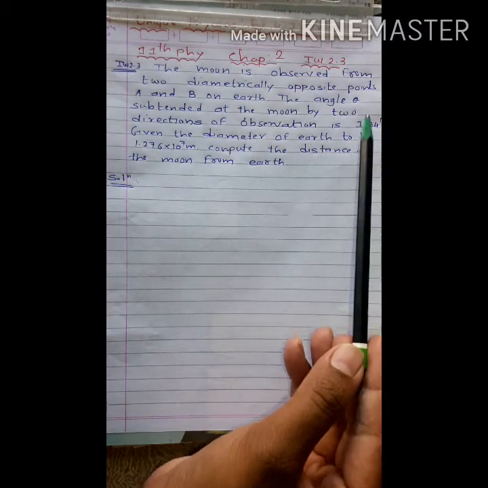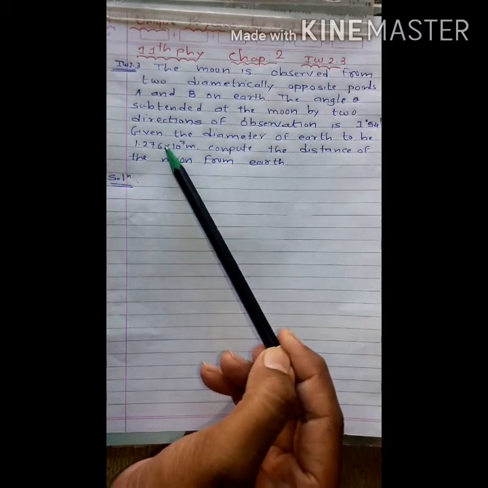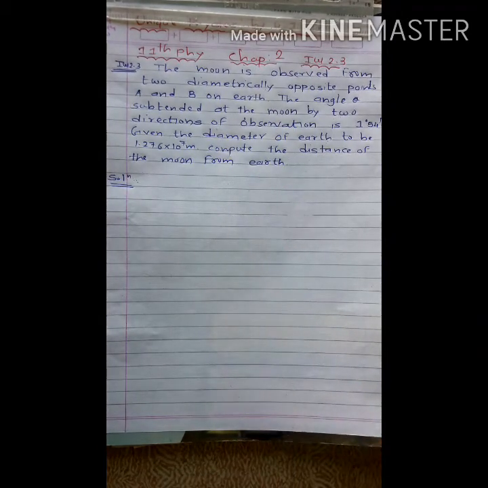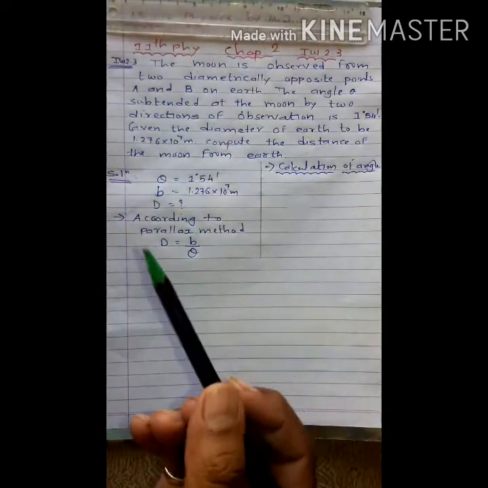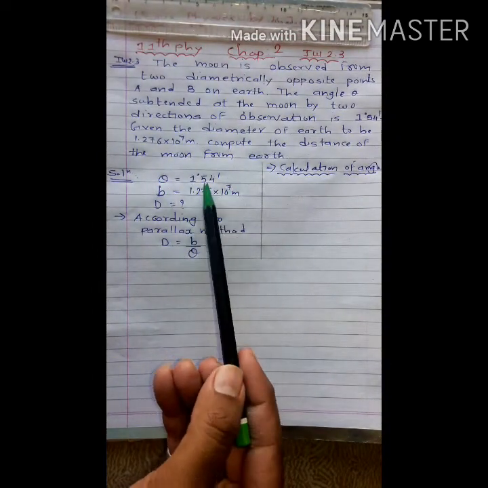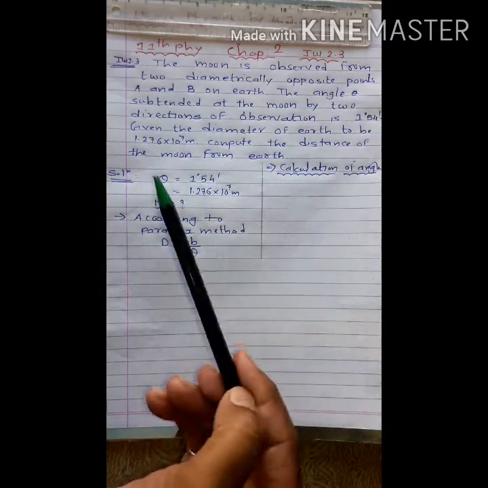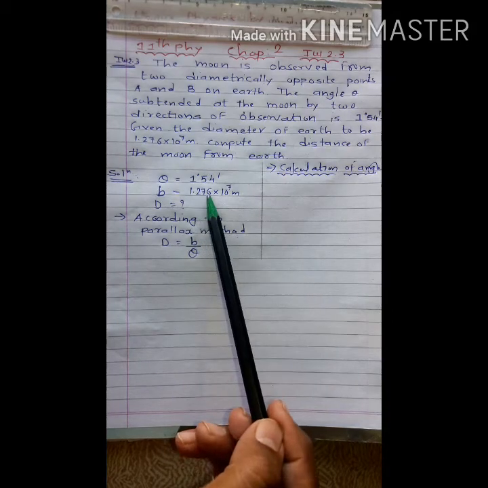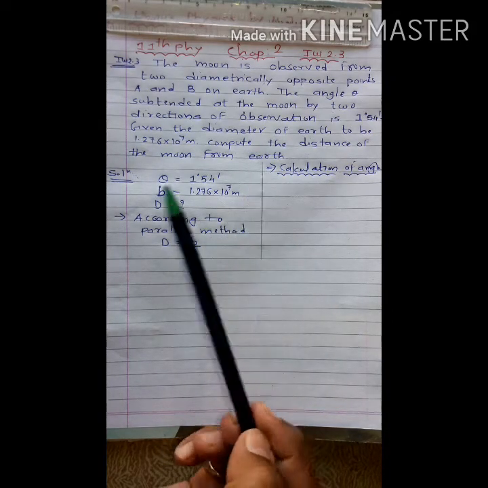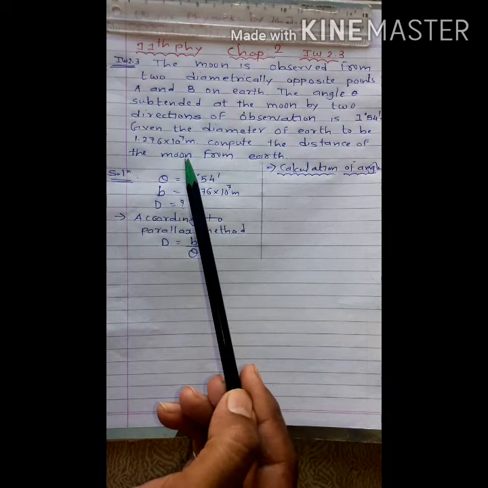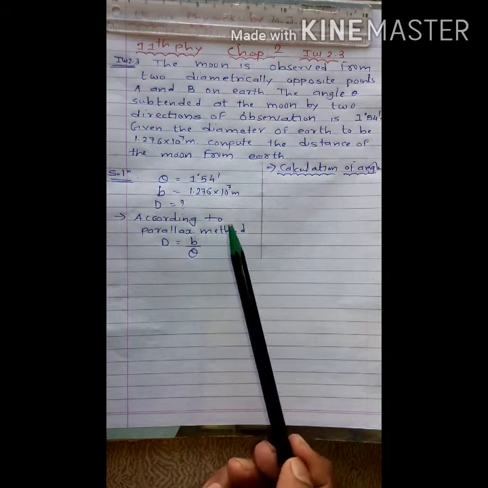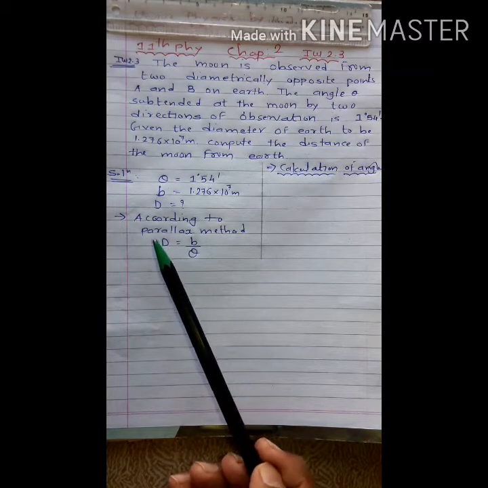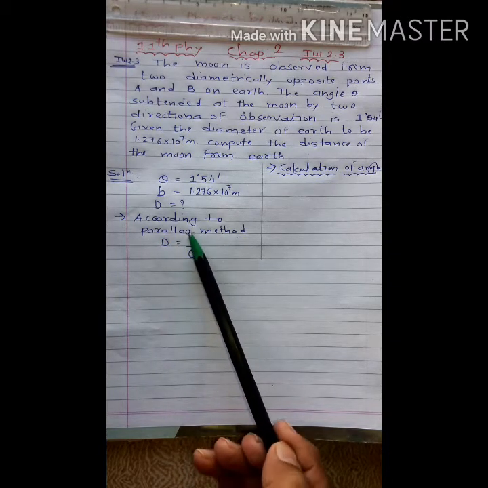Here we have the value of theta and the value of the diameter of the earth. Using these two values we can find the distance of the moon from the earth. Theta is equal to 1 degree 54 minute, the angle between the two directions of observation. Small b, the diameter of the earth, is 1.276 into 10 raised to 7 meter. We want capital D, the distance of the moon from the earth. According to the parallax method, capital D is given by small b upon theta.